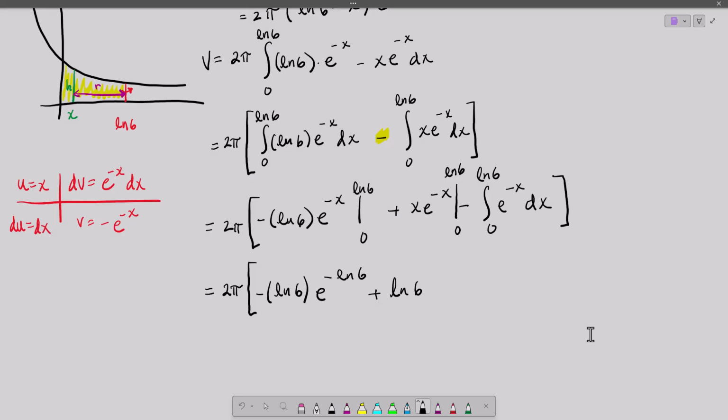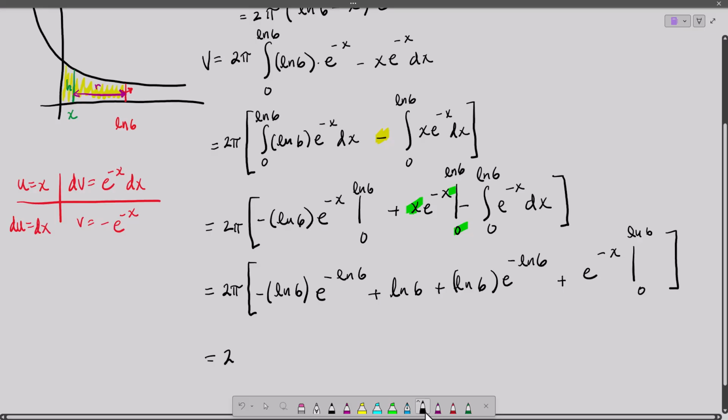So we can go ahead and do that right now too. If we plug in the natural log of 6, we get natural log of 6 times e to the minus natural log of 6. And then we subtract off what we get when we plug in 0 in there. Well, plugging in 0 for this coefficient is going to give us 0. So that's 0. And then we can integrate this last integral. We get minus the integral of an exponential is itself, divided by the derivative of the exponent, so divide by -1. We get that. And then that's going to be 0 to natural log of 6. Bracket. All right, we're almost there.